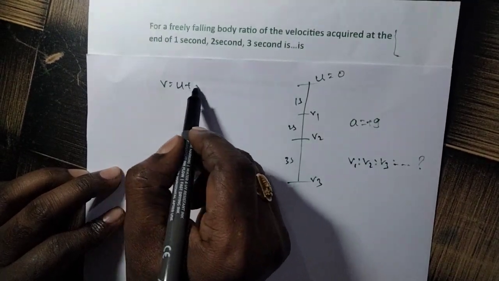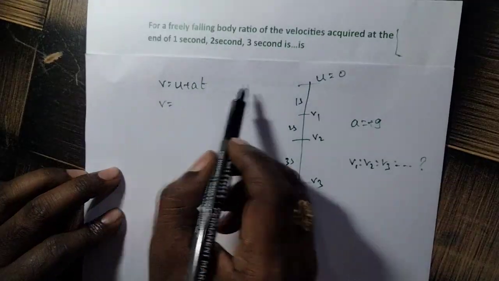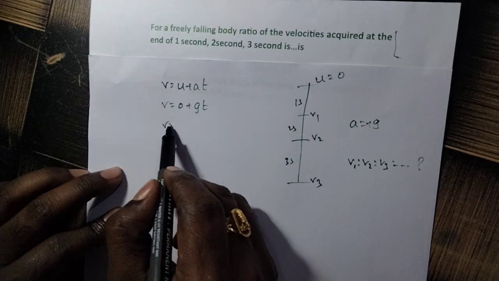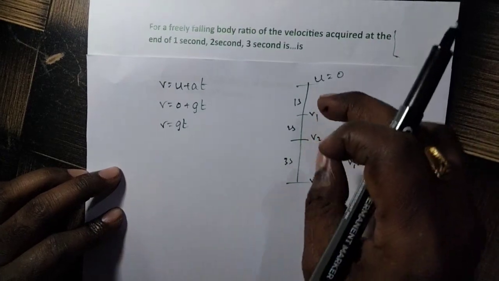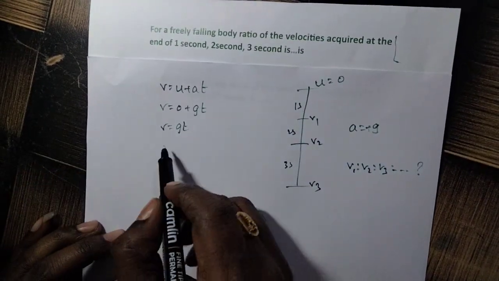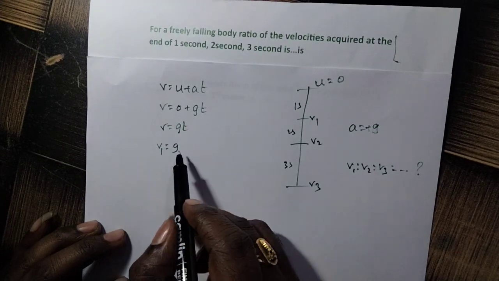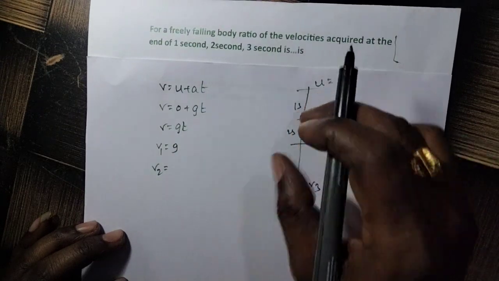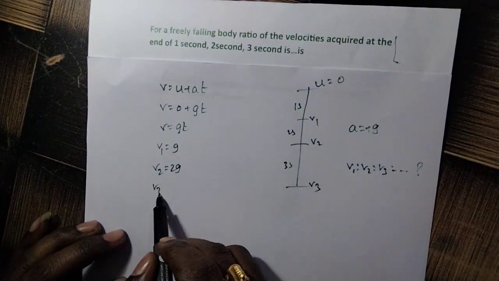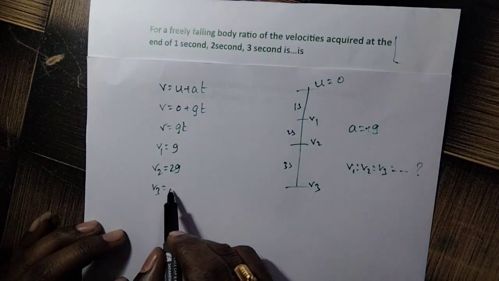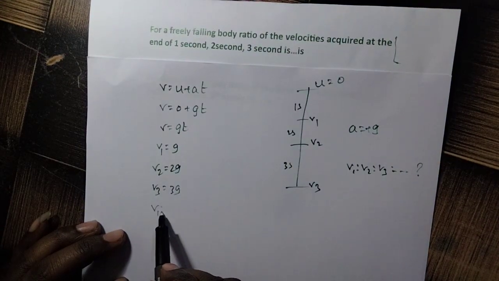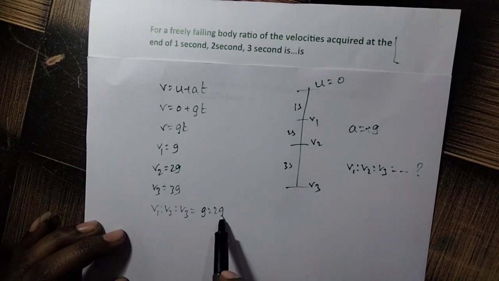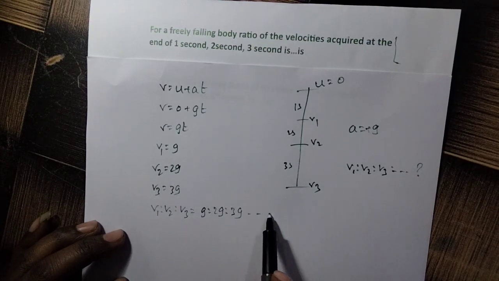v equals u plus at. For a freely falling body, u value is 0, plus g t. So v equals g t. For 1 second, v1 is equal to g. For 2 seconds, t value is 2, so v2 is 2g. And for 3 seconds, 3g. So v1 is to v2 is to v3 equals g is to 2g is to 3g, and so on.